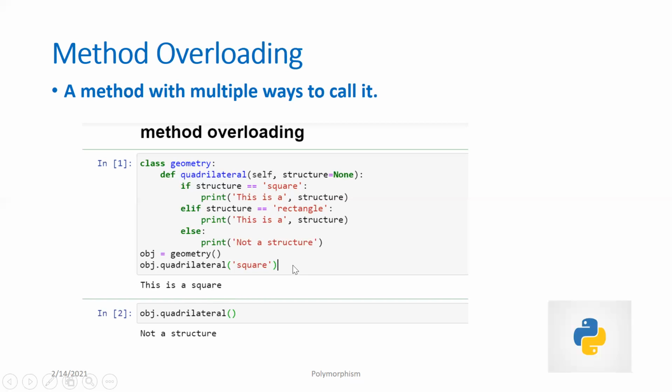What if I did not pass any value? So I called object dot quadrilateral again with no argument. That means a None value. It is printing not a structure. That means the else is executing now, and it is printing not a structure.